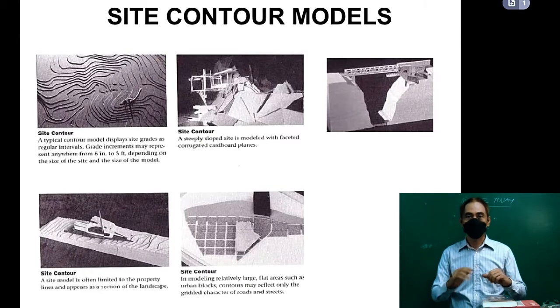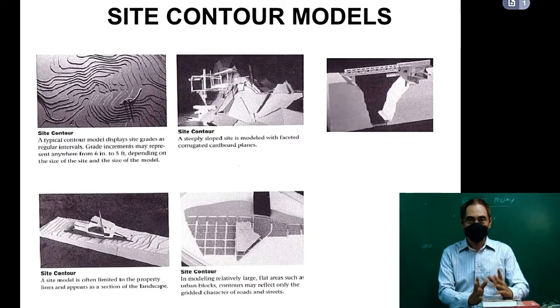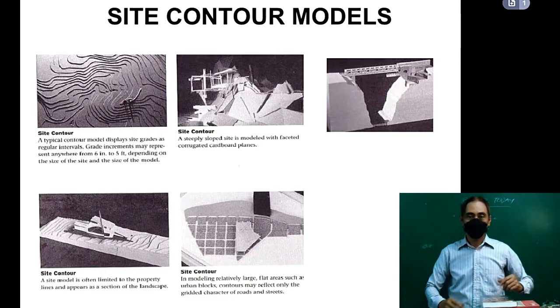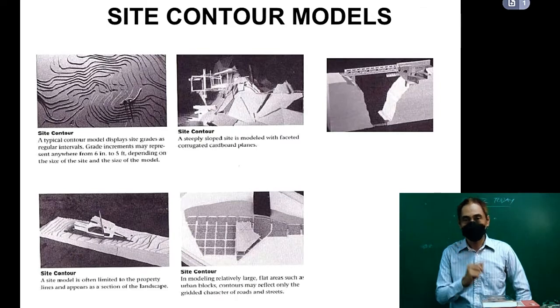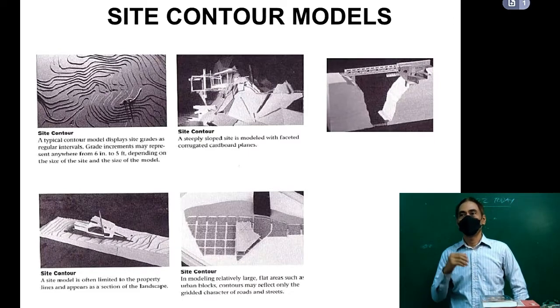A site model is limited to property lines and appears as a section of the landscape. In modeling relatively large flat areas such as urban blocks, contours may reflect only the gridded character of roads and streets. A steeply sloped site is modeled with faceted corrugated cardboard planes.